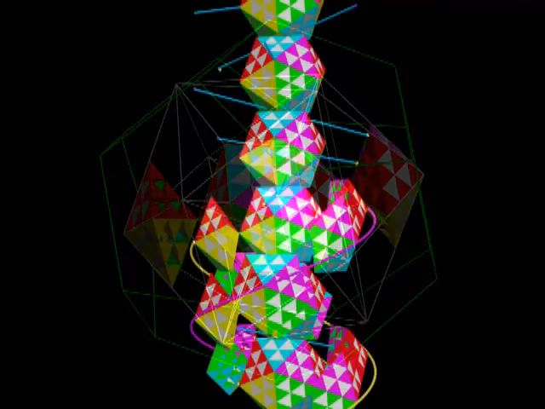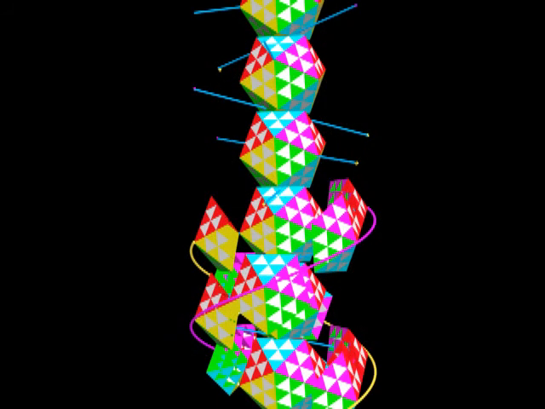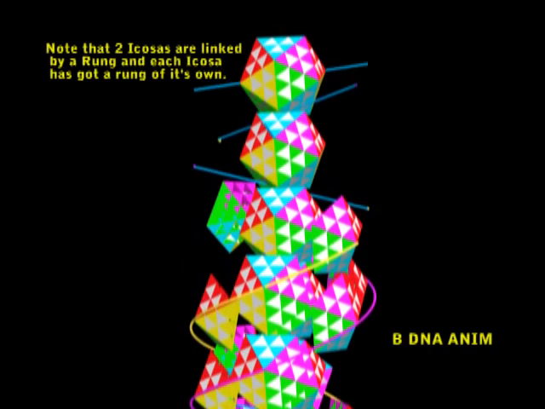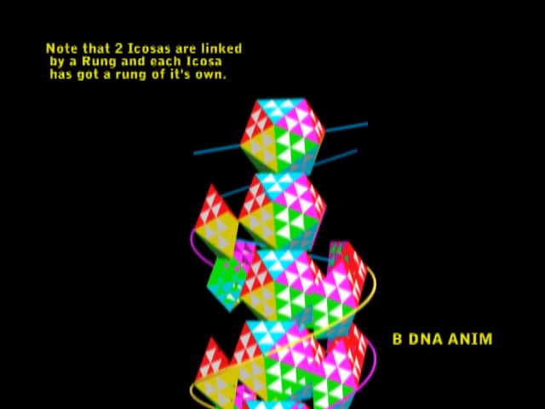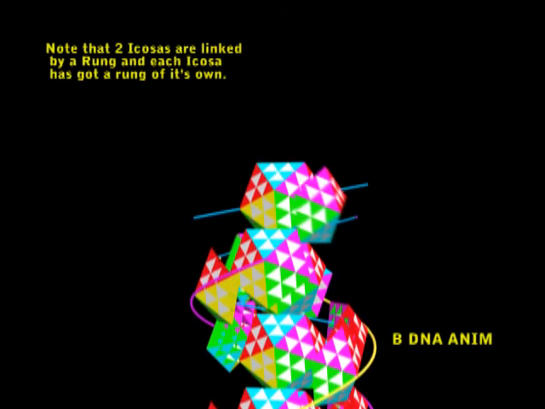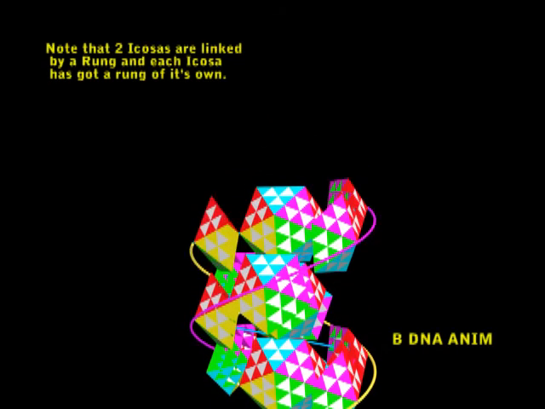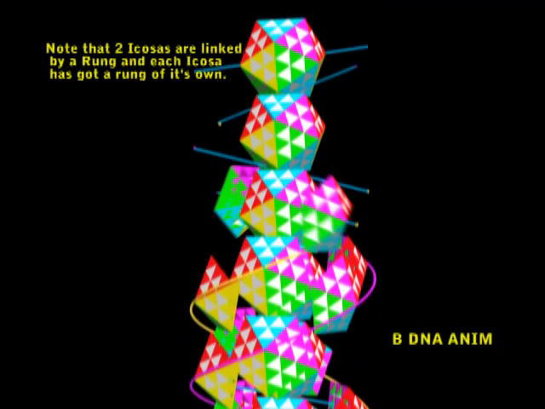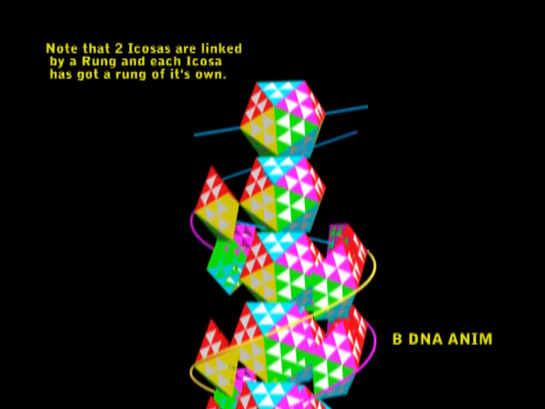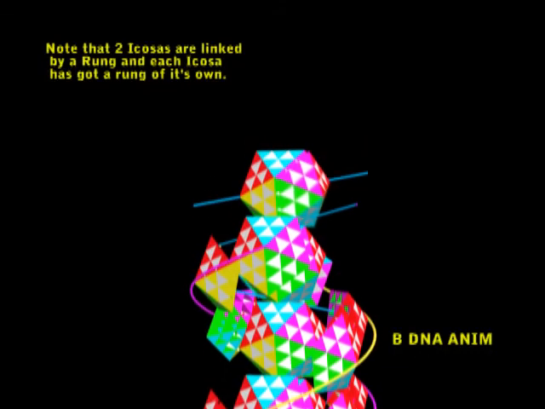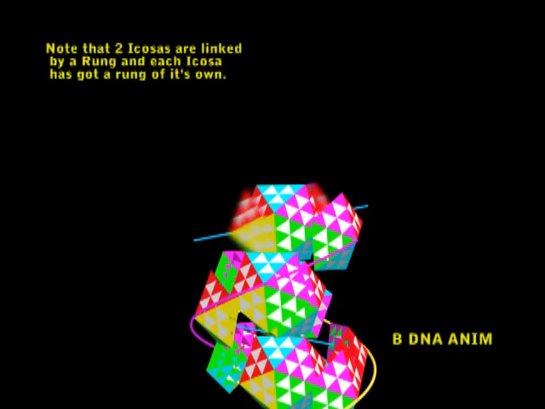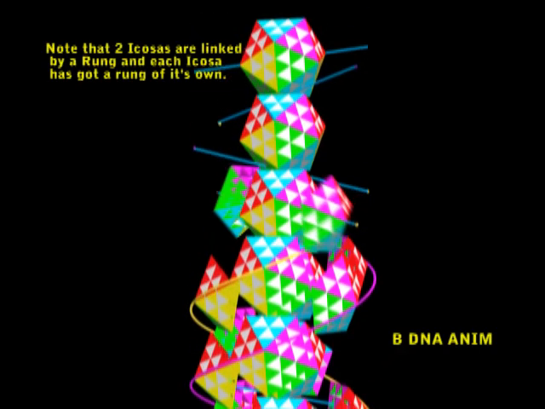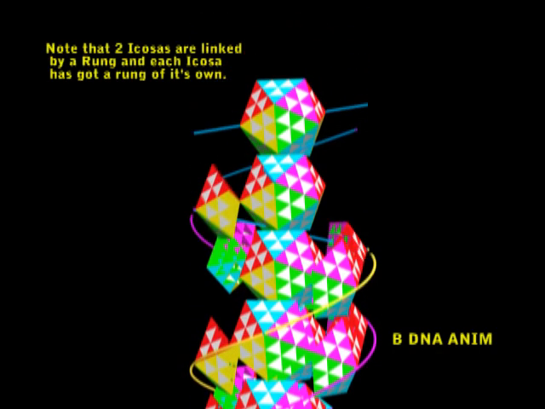This is a little animation I put together. This took a little bit of time to figure out, but as you can see, the helix goes from one icosa to the next icosa and then the next icosa. It's always going forward, hooking one icosa to the next. Notice that one rung goes perfectly through the center of one icosa. The next rung joins one icosa over to the next icosa.